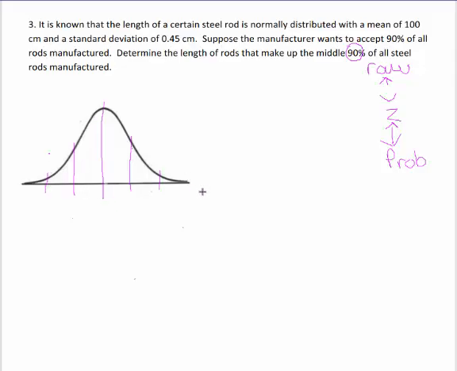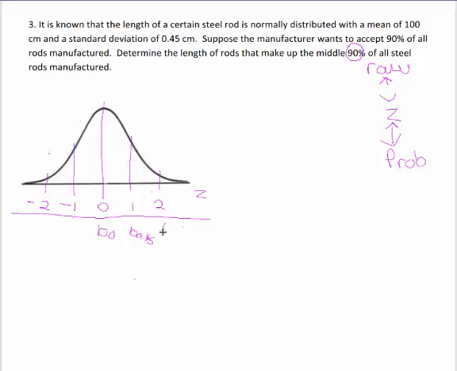Okay, I'm going to start with my Z data. This is 0, 1, and 2. This is -1, -2. Okay, then I also have my raw data. It says that the mean is 100, so that goes in the middle. And the standard deviation is 0.45, so that means this one's going to be 100.45.